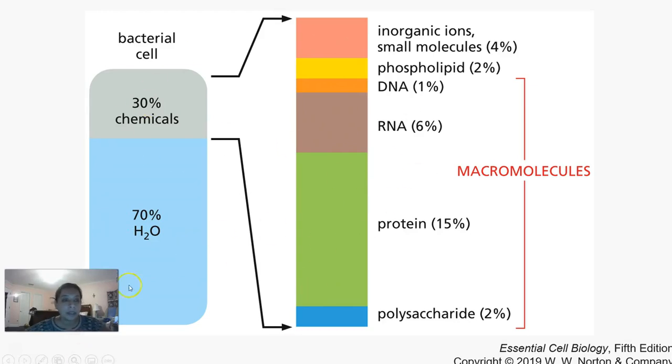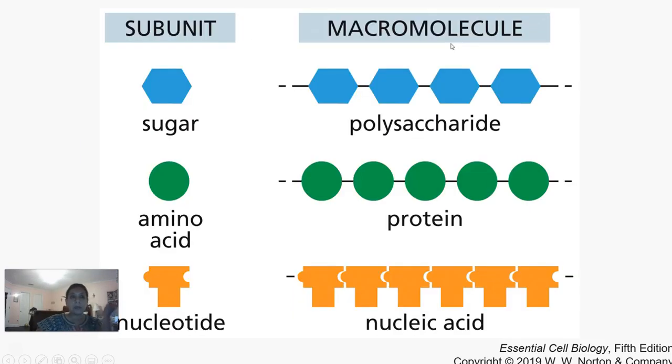Going back to our cells, remember that 70% of our cells is just water, and then that remaining 30%, the majority of that is going to come from those macromolecules, about 24%, where it is the DNA, RNA, protein, and polysaccharides, and then the remaining 4% or so is going to be from the inorganic ions and small molecules.